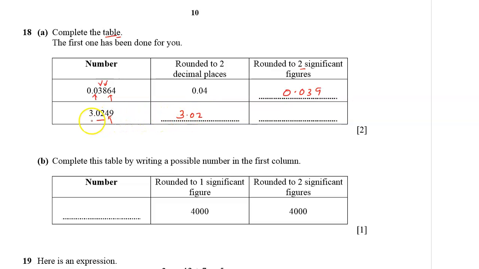The same here, 3 is significant. 0 is significant because it is between two digits which are other than 0, and therefore you consider the third significant, which is 2, and since it is less than 5, then this number in 2SF will be 3.0.